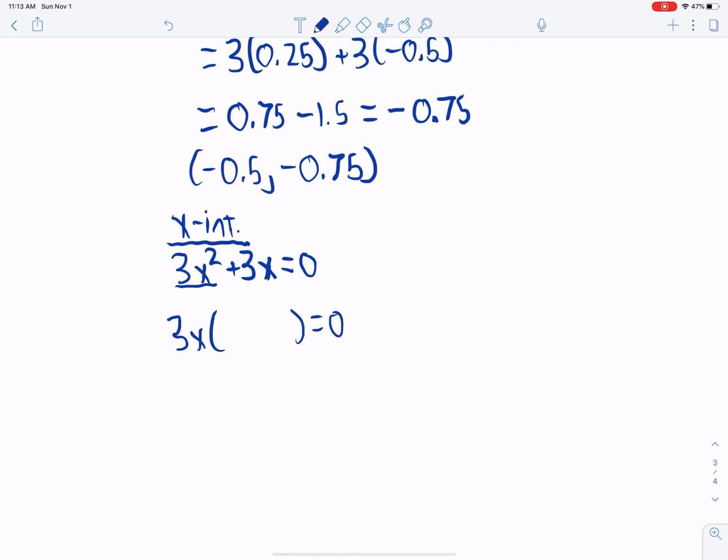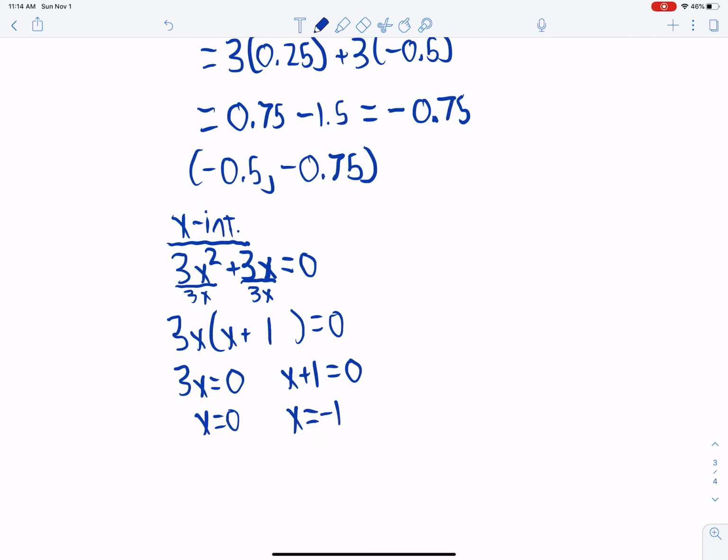When we factor out 3x from the first one, 3x squared divided by 3x is just x. From the next one, 3x divided by 3x is 1. And now we're done factoring. So we take each of these factors and we have 3x equals 0, x plus 1 equals 0. The first one you divide by 3 and you get x equals 0, so that's our first x-intercept. The next one you subtract 1 from both sides and we get that our other x-intercept is x equals negative 1.